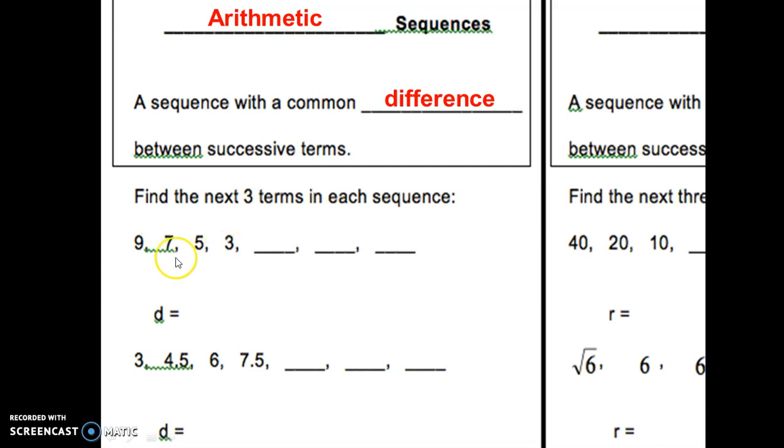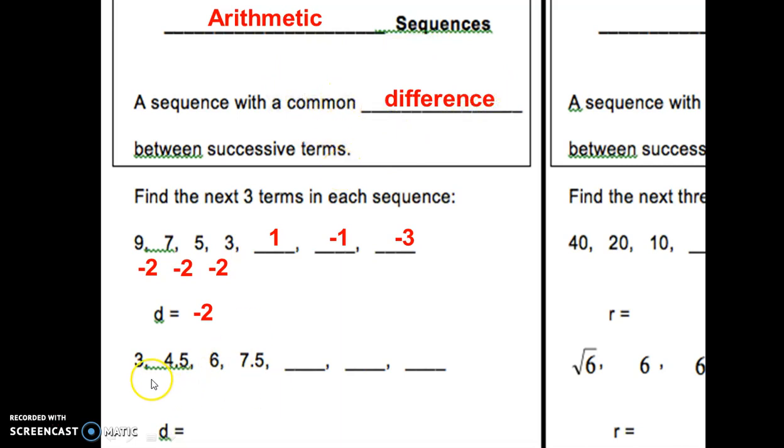If you look at these numbers here, you'll notice this is 9, 7, 5, 3. If you look at the difference between these numbers, you go minus 2 again, minus 2 again, and you'll keep subtracting 2. There's a pattern there. If you subtract 2 again, you'll get a 1, subtract 2 again, you'll get negative 1, and then subtract 2 again, get negative 3. This is called an arithmetic sequence. It has the same difference between all the terms. We're going to use the letter D to represent this common difference, and in this case, the common difference is negative 2. So that's the common difference part of what an arithmetic sequence is.